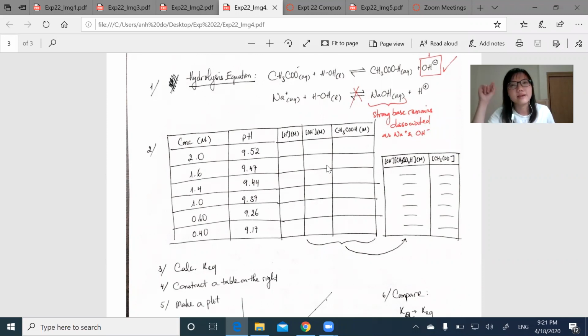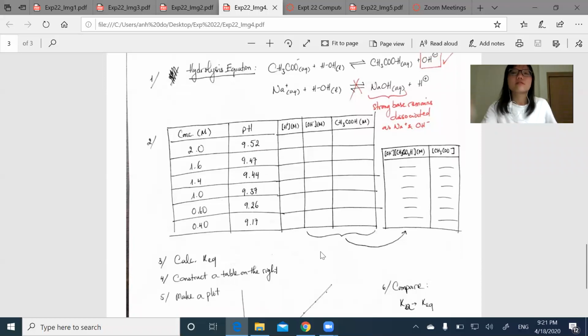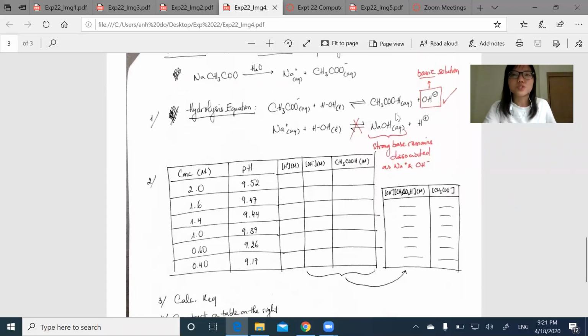Use your Kw, which is 1.0 times 10 to the negative 14. Divide that by your H plus concentration in order to find the basic concentration. And then same thing again, the base concentration would be equal to the concentration of your conjugate acid. Times those two together, make it into a column, and then find the concentration of the starting material, which in this case is acetate base, like acetate ion.